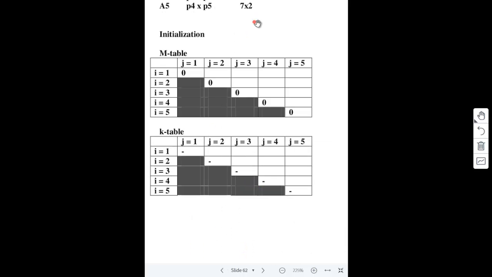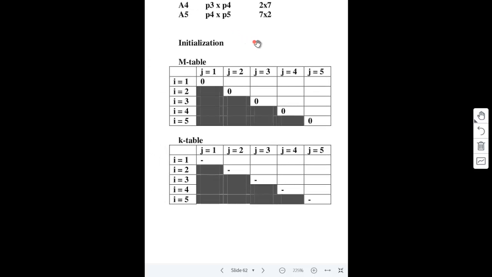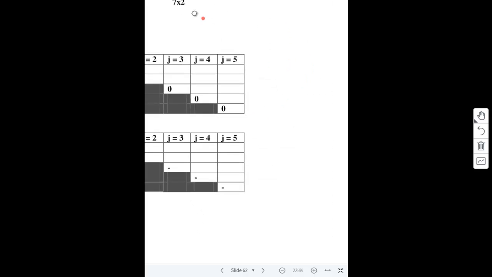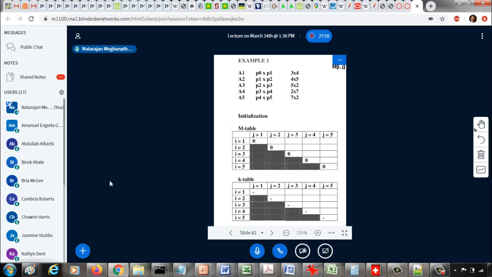So we're going to maintain 2 tables. I'll call the M table, which is going to store the minimum number of multiplications we need to do to multiply a subchain. The row entries are the I, and the column entries are the J. So here we have 1 through 5, so it's going to be I equals 1, 2, 3, 4, 5, and the column is J equals 1, 2, 3, 4, 5.